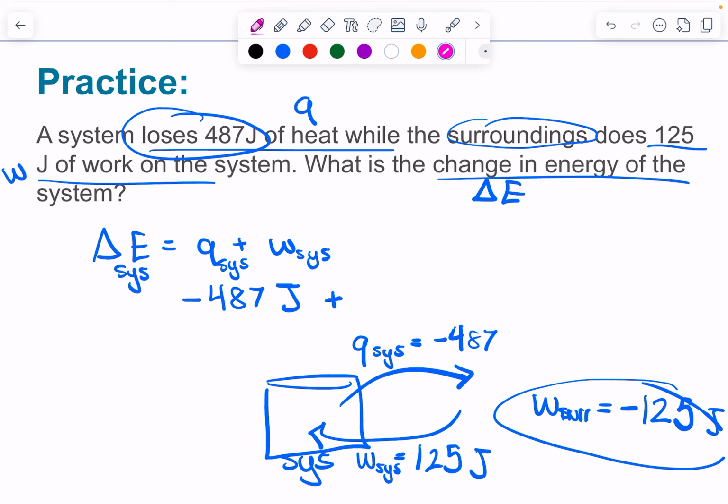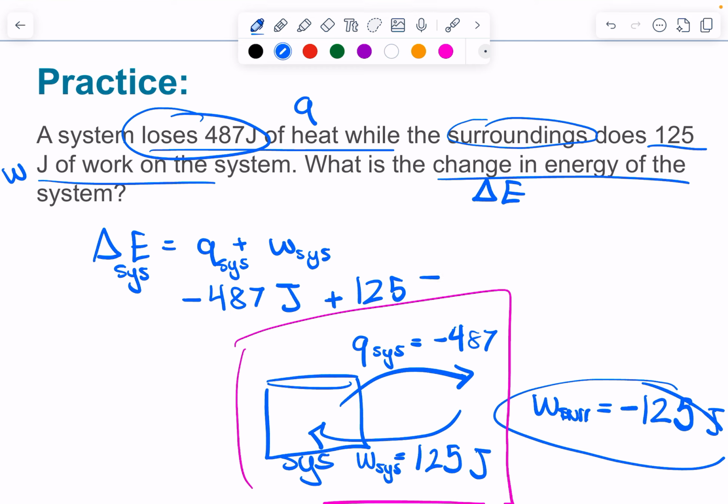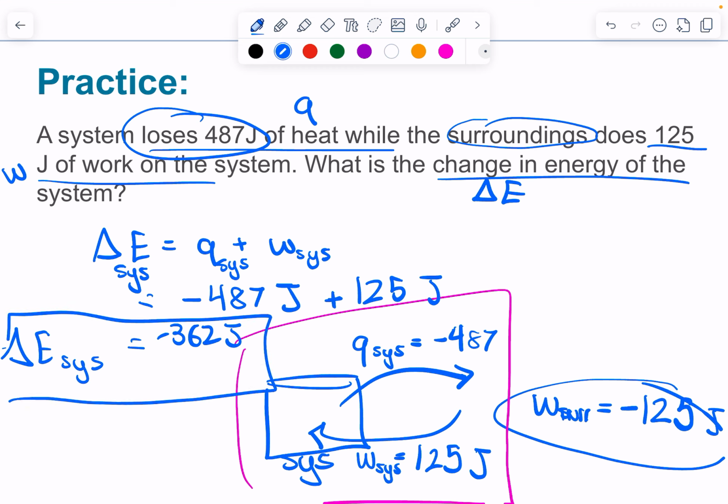Okay, so this is our overall what's happening here. So this should be positive 125 joules. All right, so I'm just going to go ahead and take negative 487 plus 125, or negative 362 joules is our change in energy of the system. So this is good. We had lots of concept stuff on Monday, and now we've got lots of application practice on this lecture. And then hopefully that means you can jump in and do some of the homework on this chapter as well.